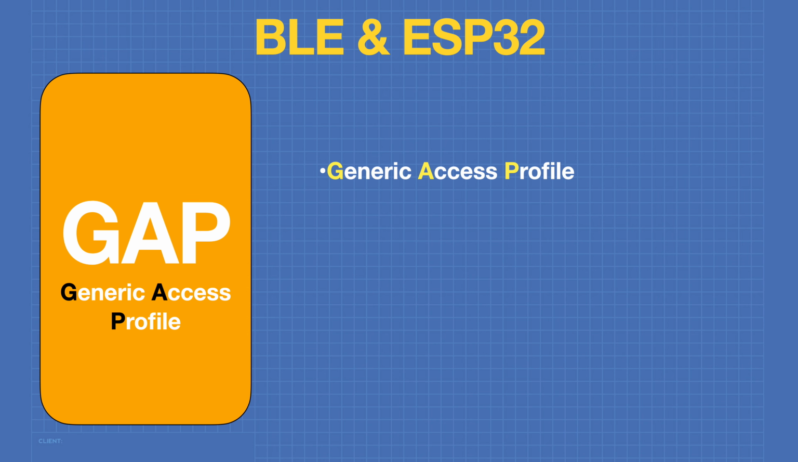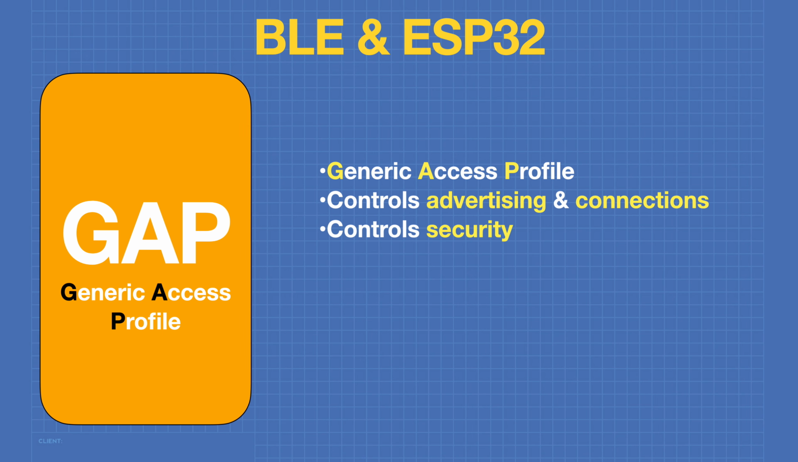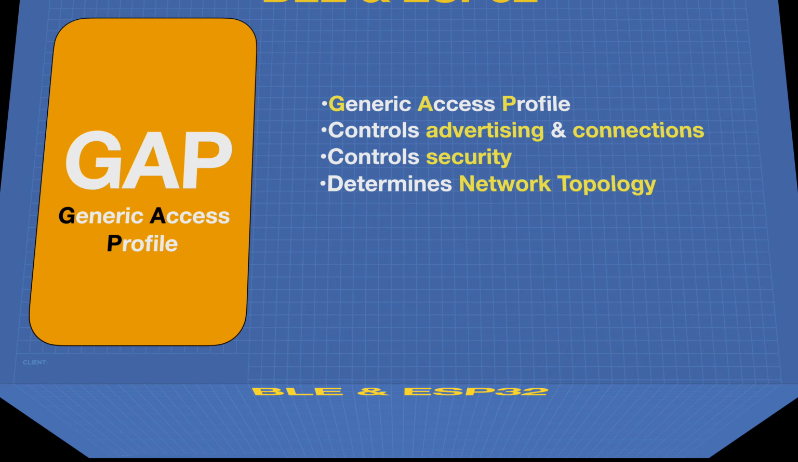GAP is the generic access profile, and we've looked at this already with Bluetooth. GAP controls things like the device advertising and establishing connections. It also takes care of security. Another thing performed by GAP is that it determines the network topology, and there are a couple of different topologies we can use with BLE devices.